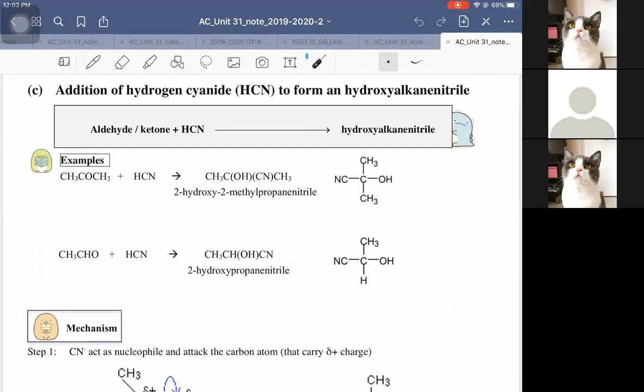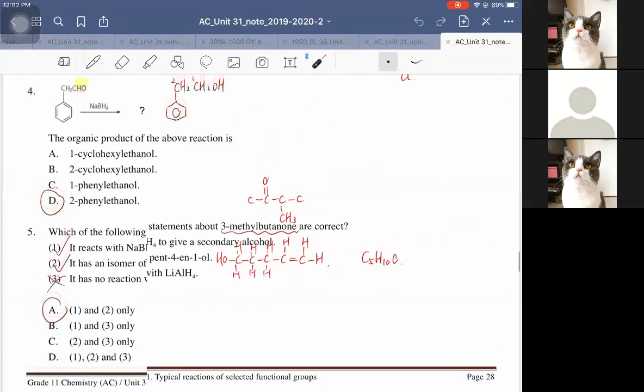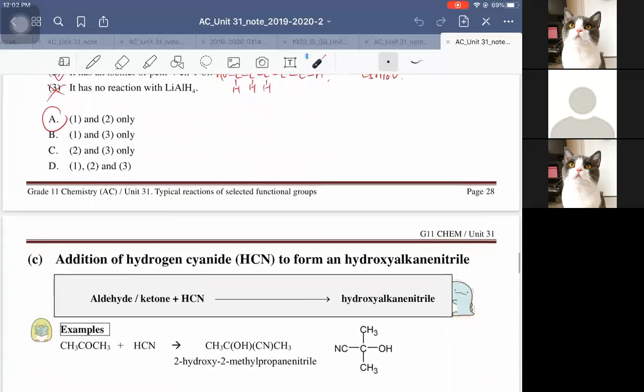Yes, pages 26 to 28 are all uploaded to Google Classroom.